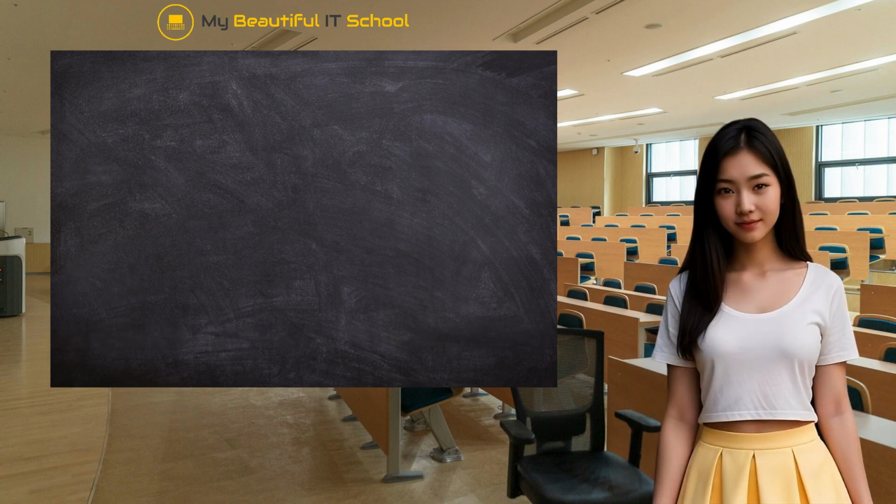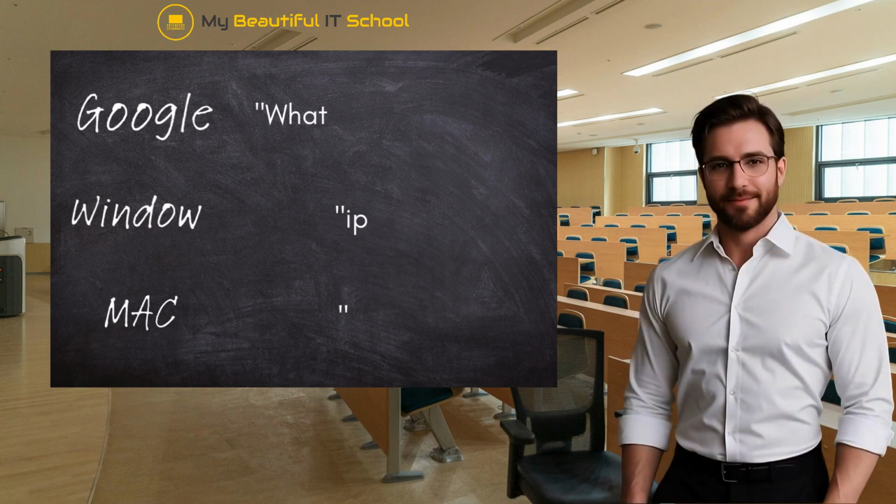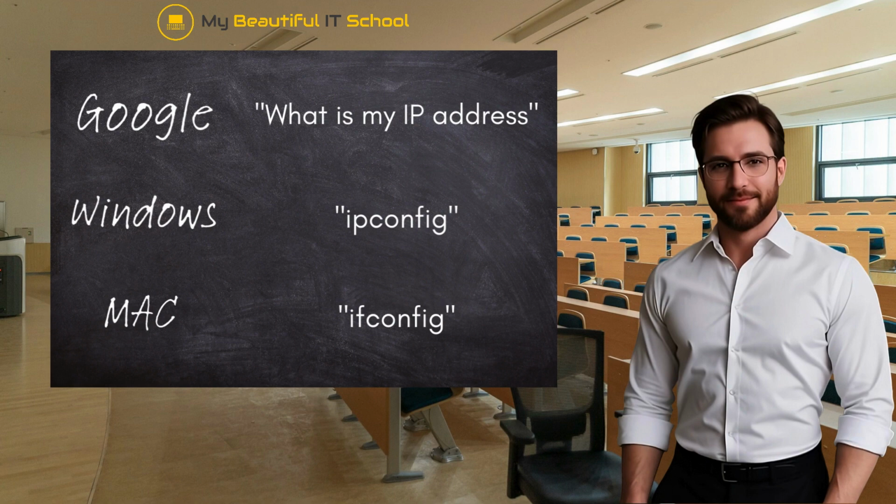How can I find out what my IP address is? Good one, Naomi. You can easily find your IP address. If you want to know your public IP address, you can simply type, "What is my IP address?" into Google, and it'll show you. For your private IP address on your local network, you can use command line tools. On Windows, you can open Command Prompt and type ipconfig. On a Mac, you can open Terminal and type ifconfig.